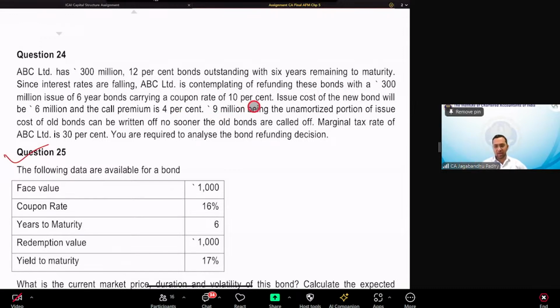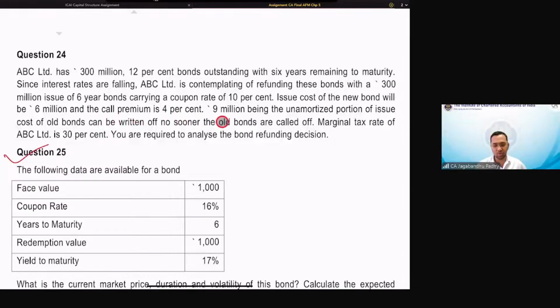So 9 million being unamortized portion of issue cost of old bonds can be written off no sooner the old bonds are called off. So we have issue expenses of old bonds which we haven't yet claimed in income tax. That can be claimed as soon as we retire the old bonds. You have 9 million which is not yet claimed against income tax. Now of course you will be getting a tax saving on that.